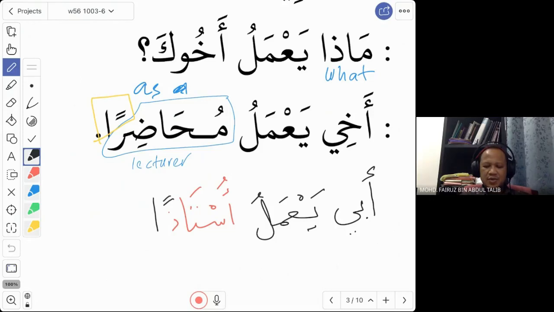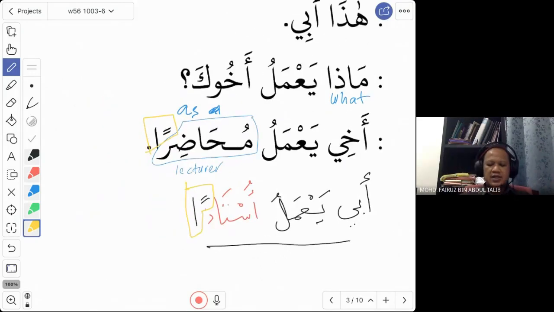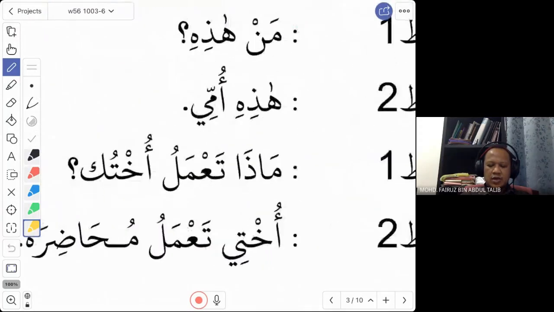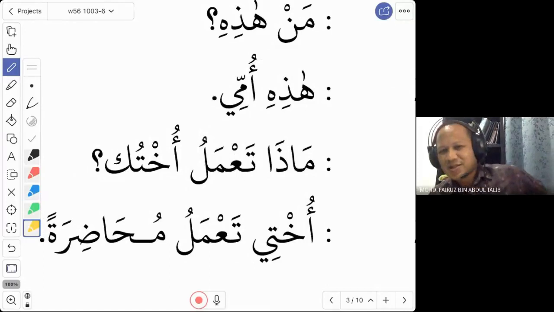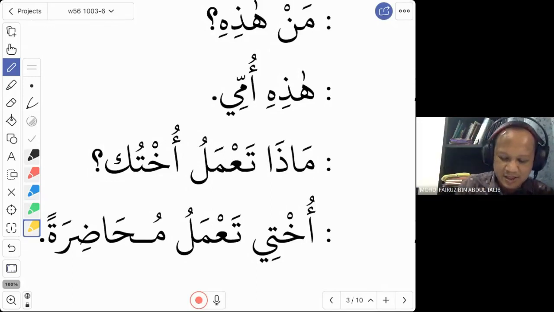Yes, correct. So for this word ustaz, in this particular sentence, it has to have this tanwin. So you have to say ustazan. Abi ya'malu ustazan. So this is how we say as a teacher, as a lecturer, you end the word with ustazan, with the tanwin. The same for the female. The word mu'annas that I mentioned just now is the term to refer to female, but we have yet to learn that. We will learn that in the next lesson, inshallah.